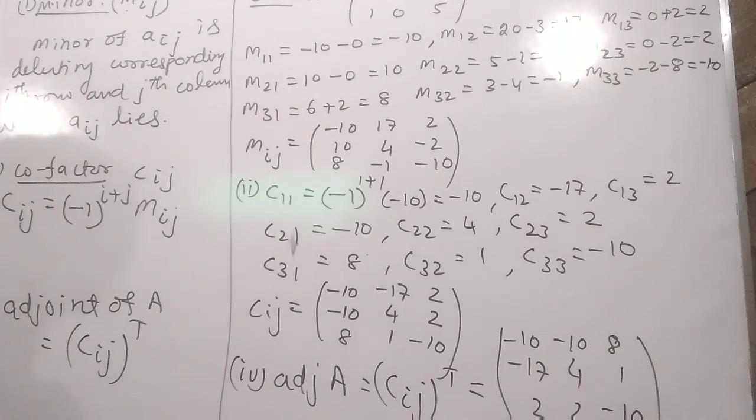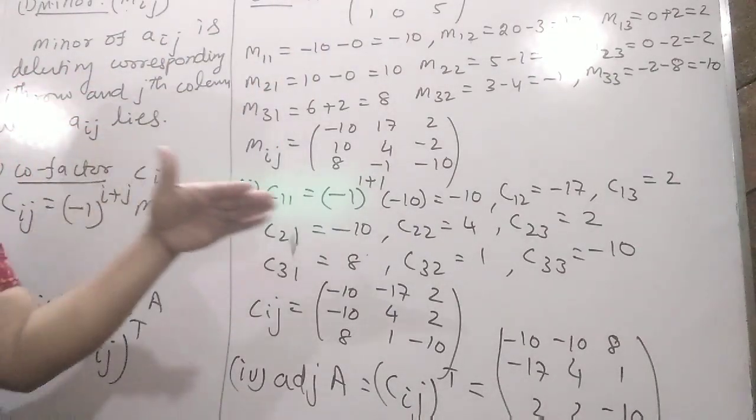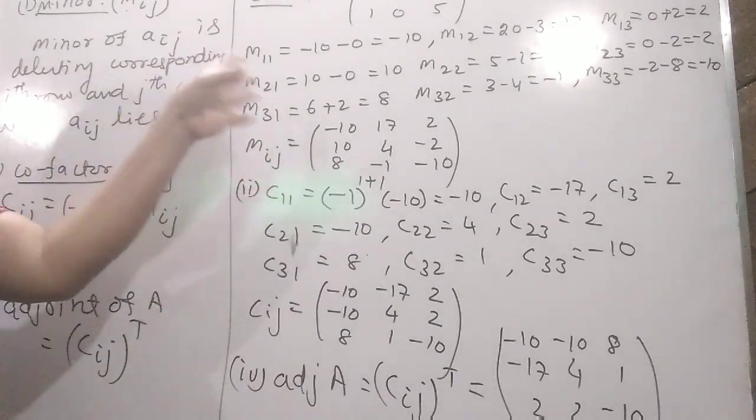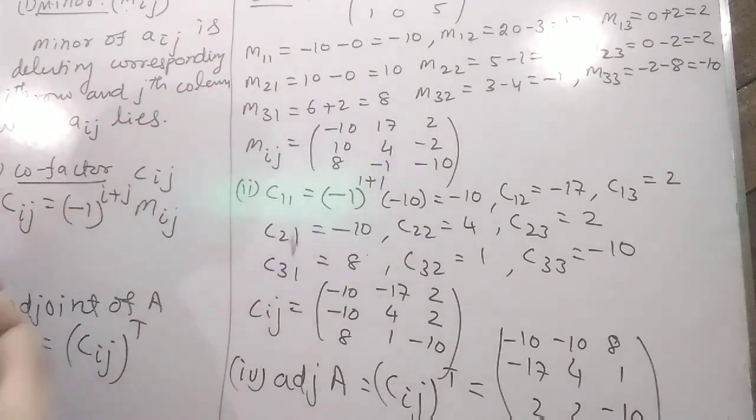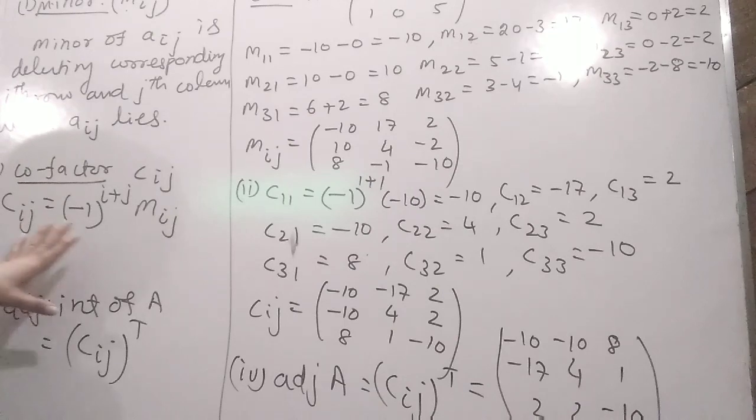Right, now we have seen three things. Number one, the minor of the matrix. How to find it: whatever element you need, for the minor of that element, delete the corresponding row and column, then determine the remaining elements, and then you will get the minor of the matrix. Then next we have seen the cofactor of the matrix. It is denoted by Cij. So the formula is Cij equal to (-1) to the power i plus j into Mij.